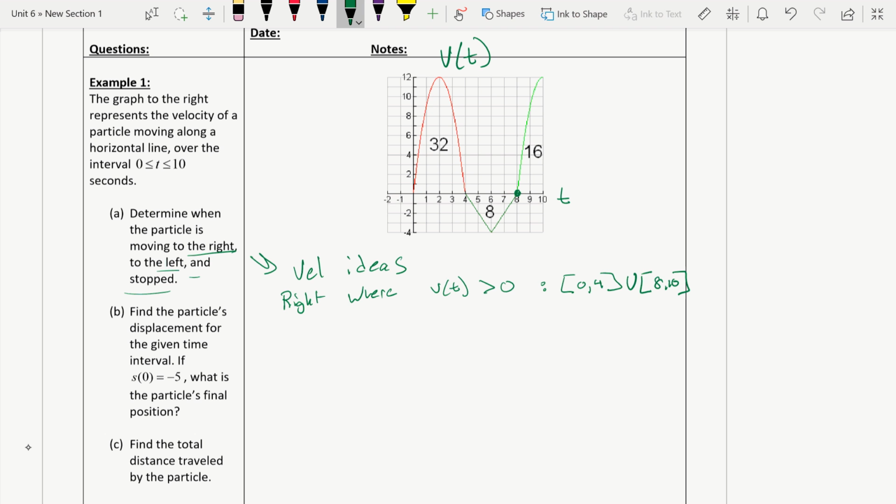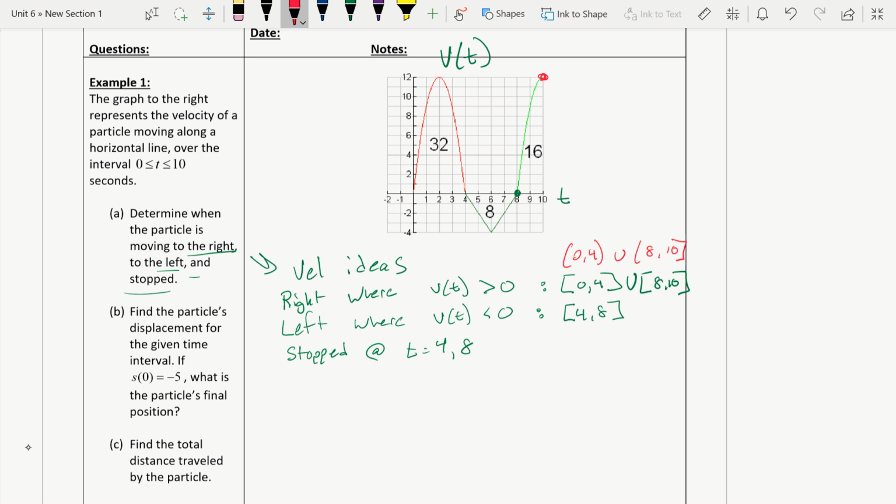Wherever the velocity is negative would be where it's moving to the left, which would just be from 4 seconds to 8 seconds. And then it's stopped wherever the velocity is 0, so that would be at 4 and 8 specifically. Again, like we've said a few times by now, you can also use open intervals. You do not necessarily have to include the zeros there. I would still go ahead and include 10 because it's an endpoint that's positive. Just pick one way and stick with it. Brackets are fine as well.